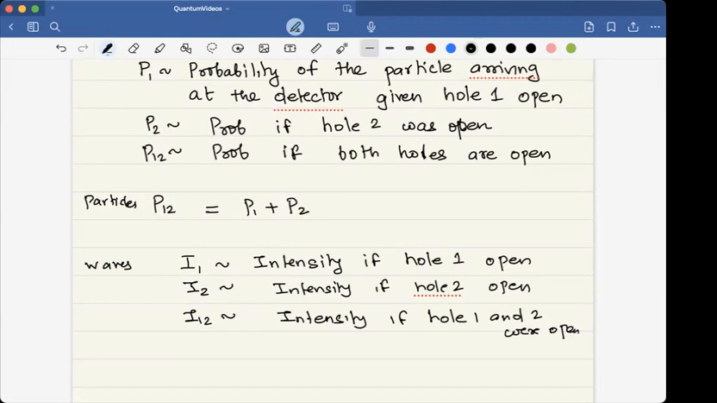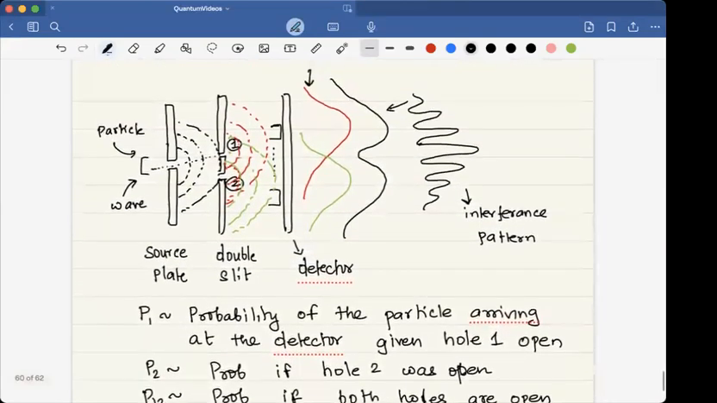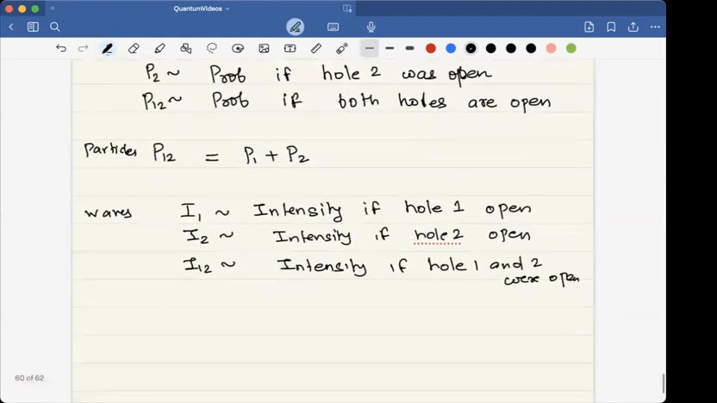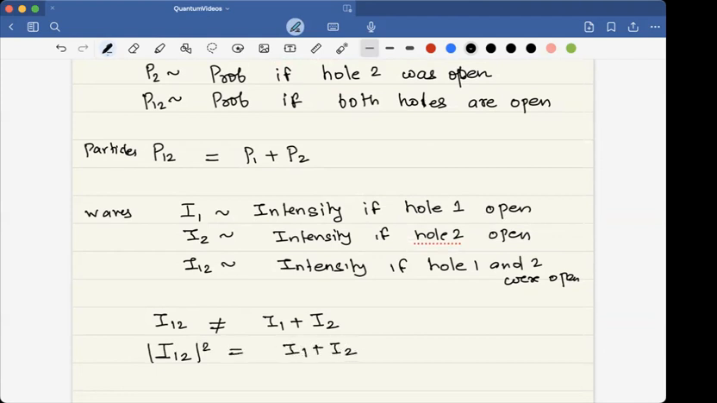Now, it turns out that in this case, the graph of the interference pattern is not the sum of the patterns when either hole 1 or hole 2 was open. And therefore, we have I12 is not equal to I1 plus I2. In fact, it turns out that the following holds: |I12| squared is equal to |I1 plus I2| squared.